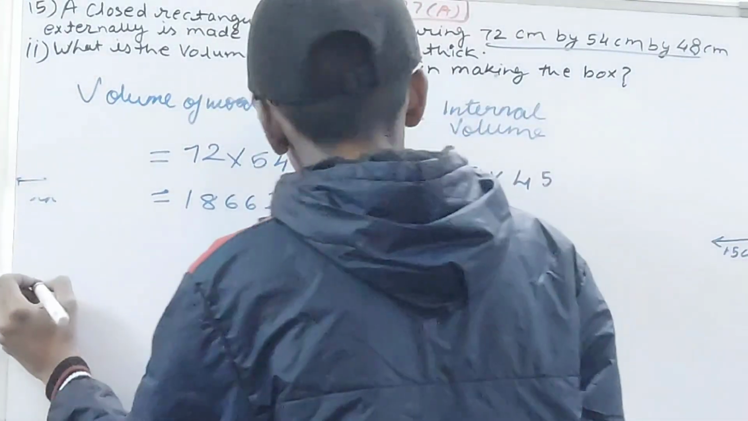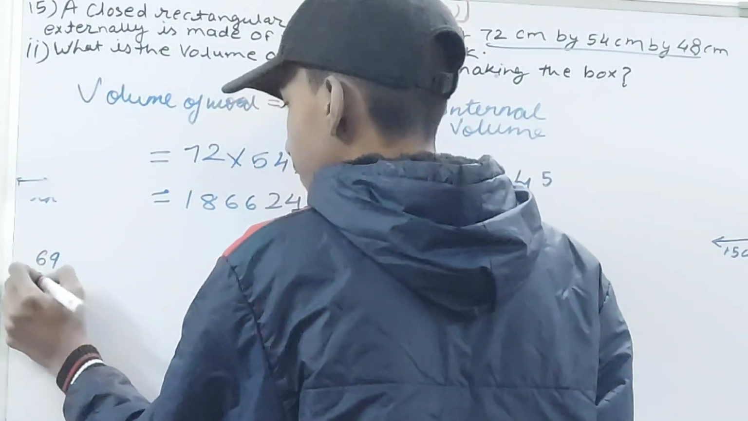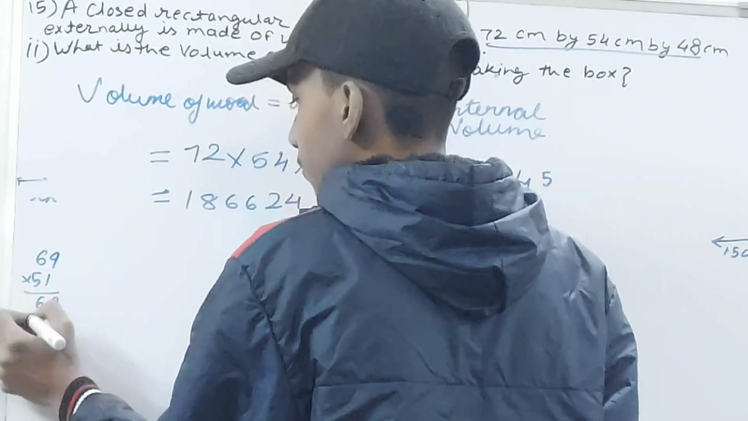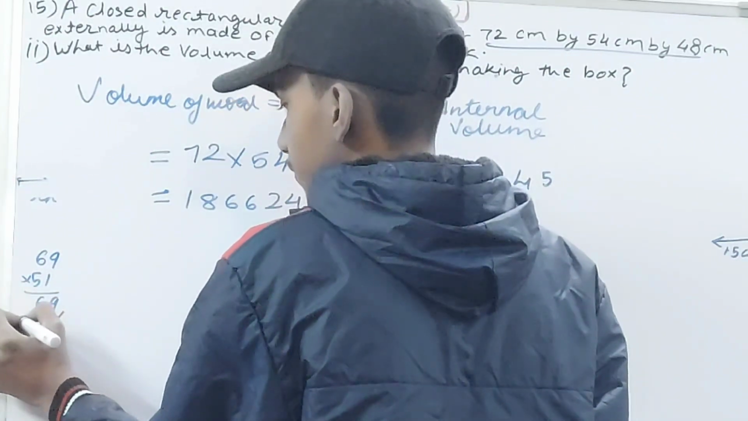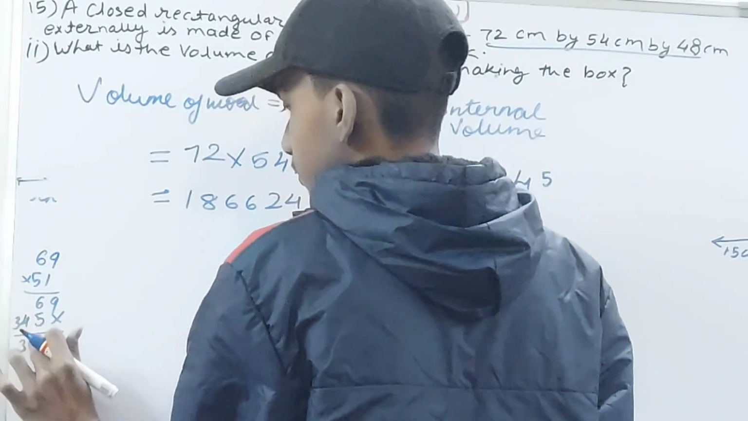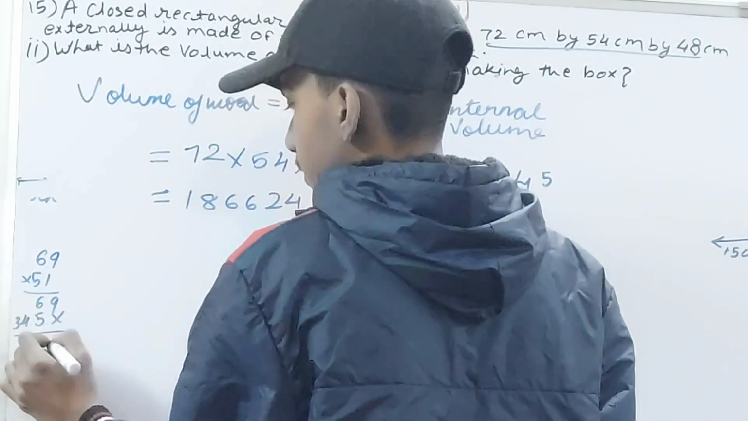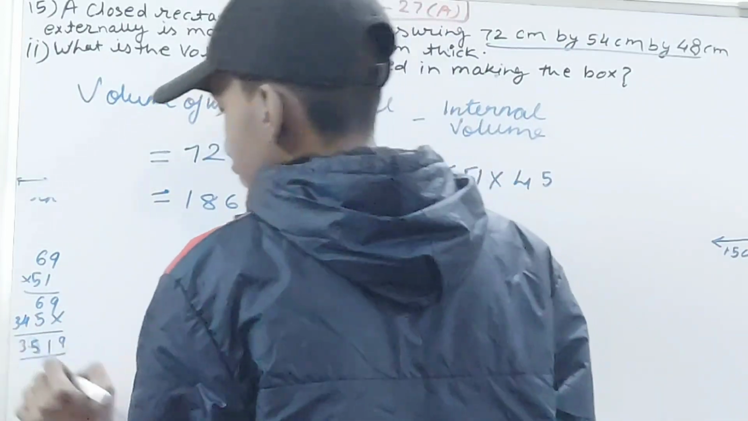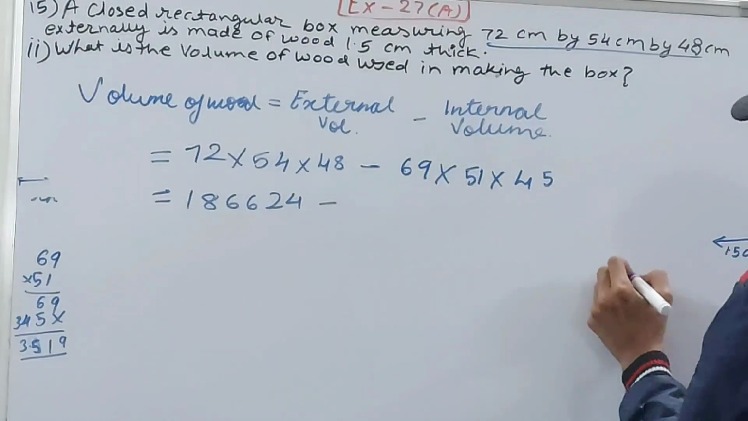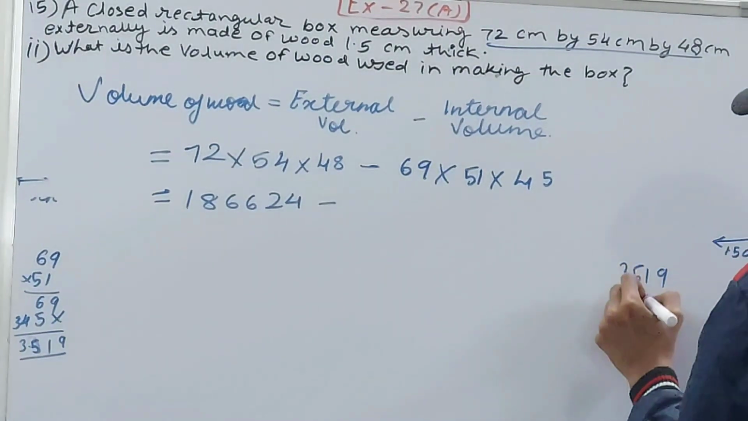So we have got here 69 into 51, which is 3519, multiplied by 45, right? So 3519 into 45.